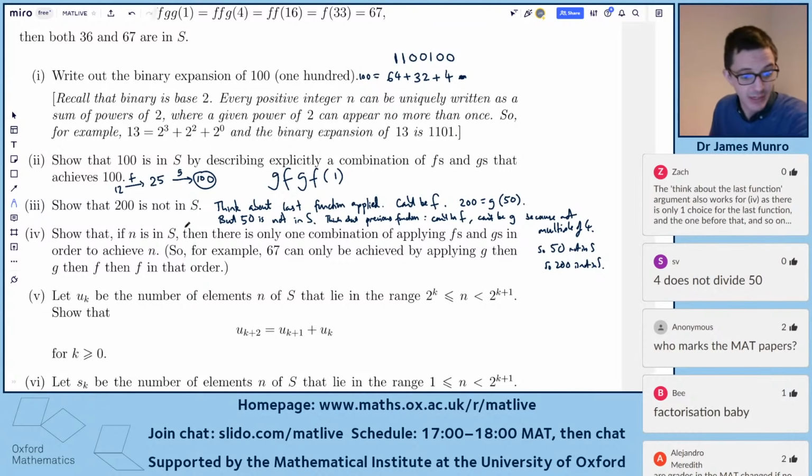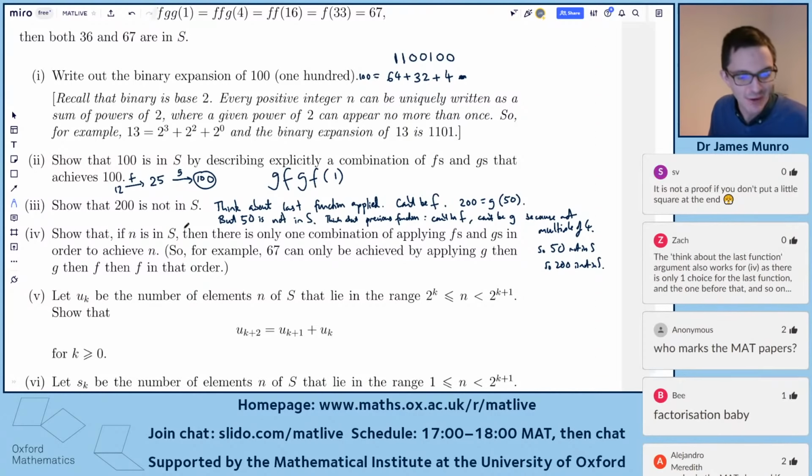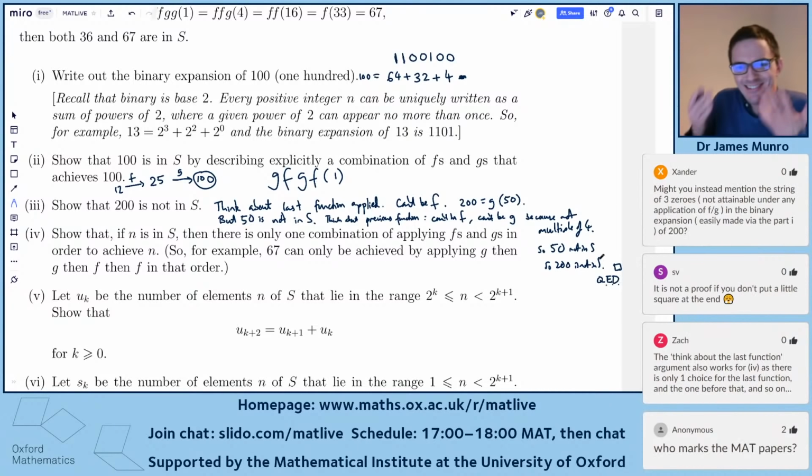Depending how you feel about binary, it's not a proof if you don't put a little square at the end. Okay, I'm going to draw a little square. There you go. And we're going to write QED as well. There you go, put some Latin in. There we go, now it's maths. That was a joke. Right, cool. Yeah, so Xander, I agree with this.